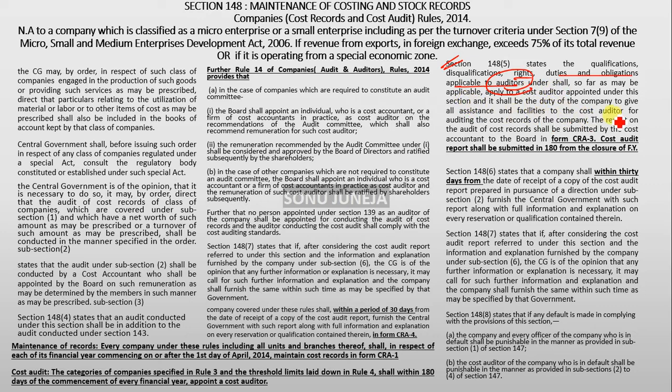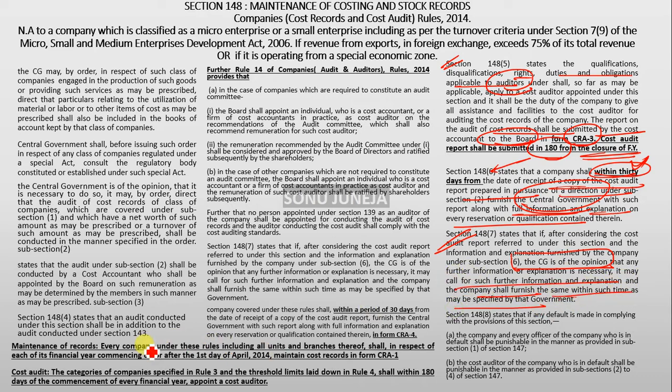Now, with respect to the cost auditor's role and responsibility, he is required to submit a cost audit report to the board in Form CRA 3 within 180 days from the closure of the financial year, along with the qualifications and reservations, if any. Within 30 days from there on, the board of the company is required to submit a copy of the report, along with full information and explanation on every reservation and qualification contained therein, to the Central Government. If the CG is not satisfied, it may request further information and explanation within such time period as may be prescribed.